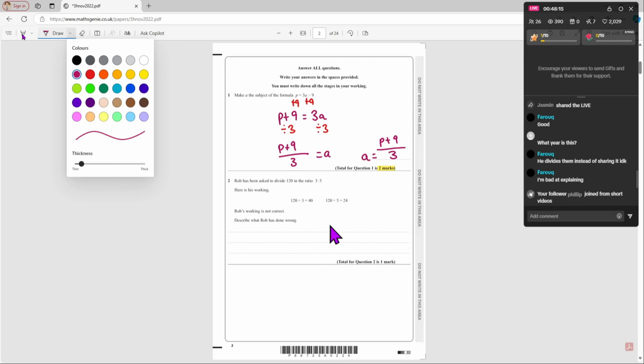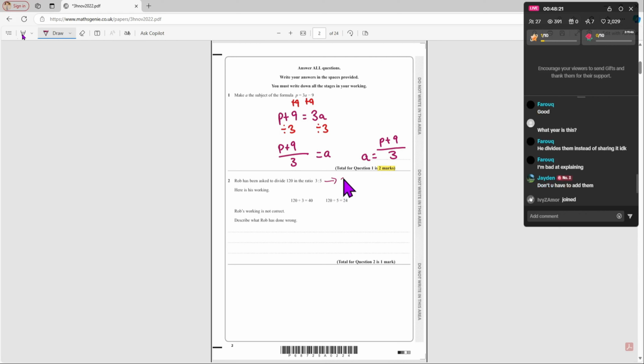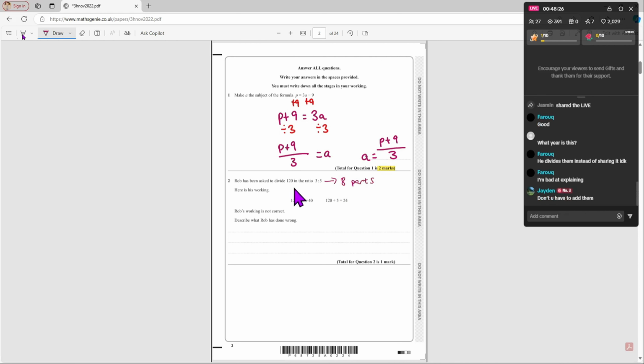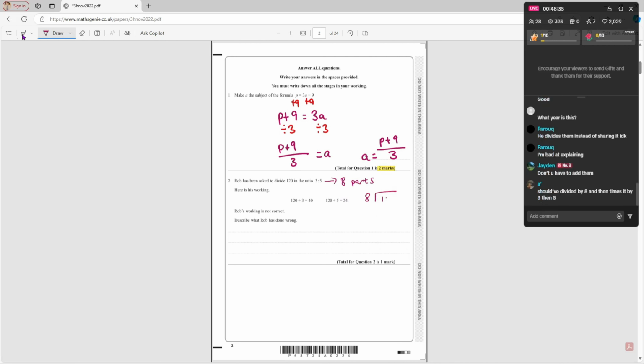So, basically what he did wrong, he was supposed to, first of all, find out what one part was. So, this is 8 parts. He was first supposed to do 120 divided by 8. So we're going to do 8 over 120, divide that. And then he would have gotten 15. And then he was supposed to do 15 times 3 and share it into the ratio, okay? So that is what he was supposed to do. But he didn't do that.